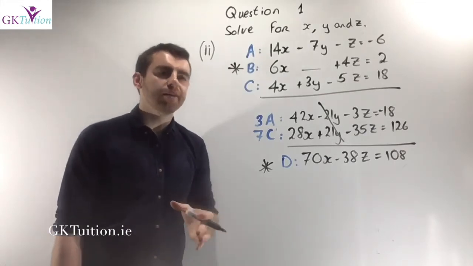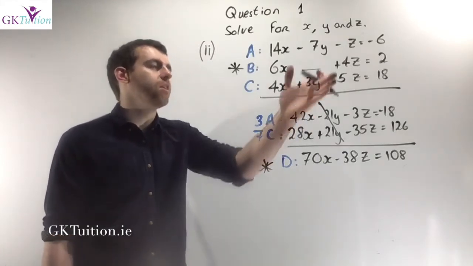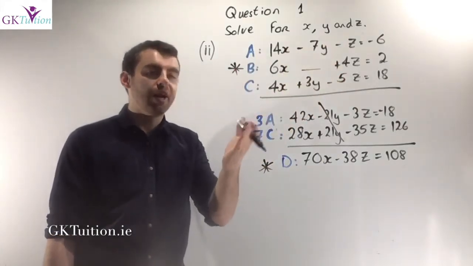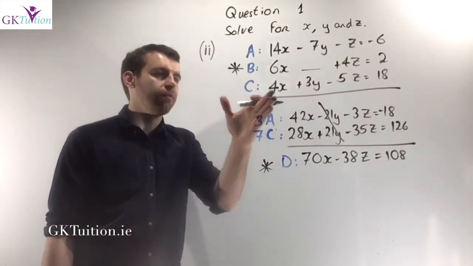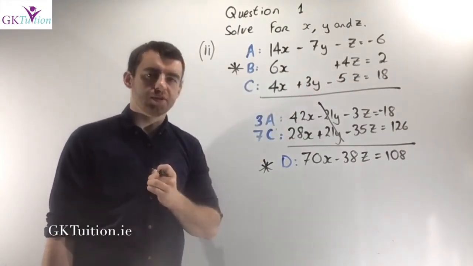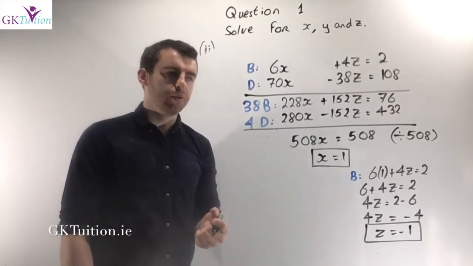I want you to be aware that in a question like this, you don't have to do it the way I did it. You could have decided to eliminate your z's or eliminate your x's and it would still work. It's just far shorter and easier if you hone in on the fact that there's no y in the second equation. So now I have equation B and equation D, two equations with two unknowns.